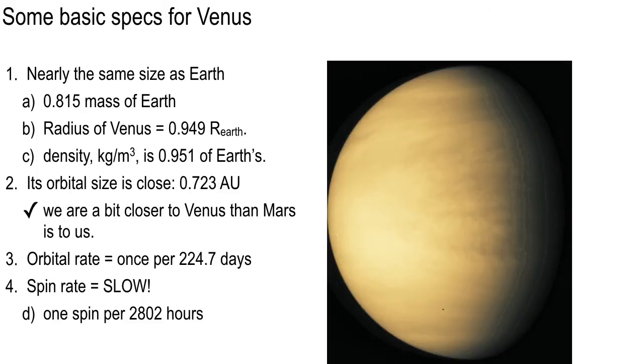Venus spins once every 2,802 hours. What? Earth is 24 hours. Mars is 24 point something, almost 25. So that's nice. But Venus basically has one spin every 116.75 days, and it only has 224.7 days per orbit.